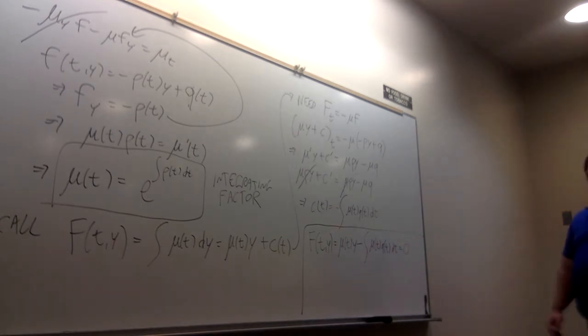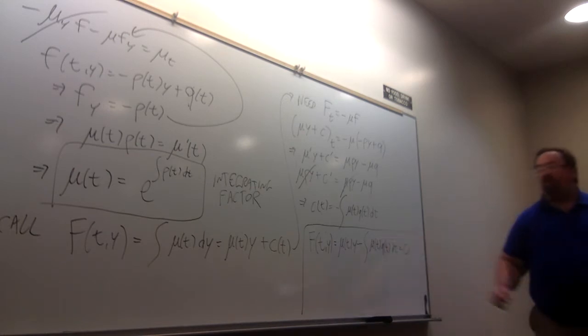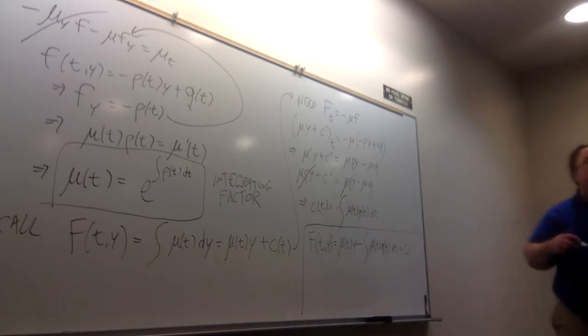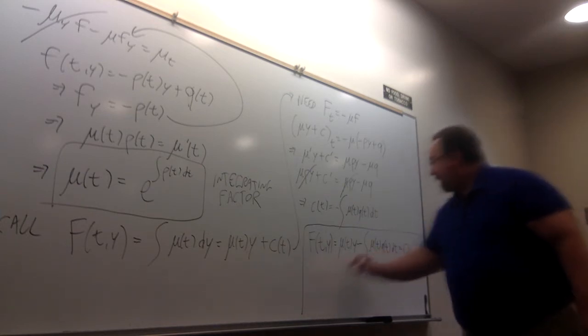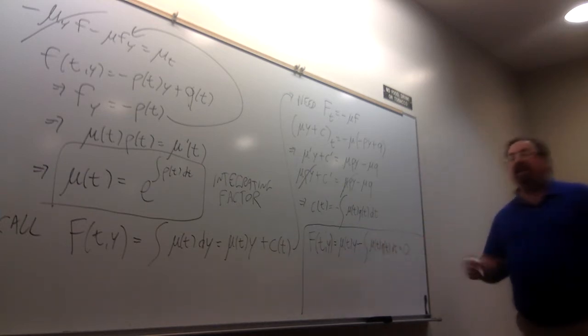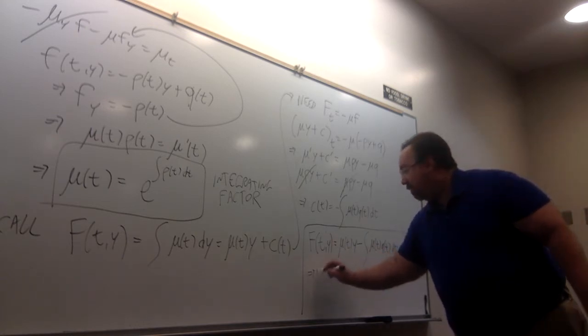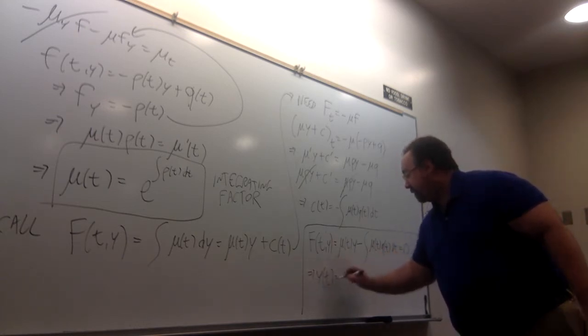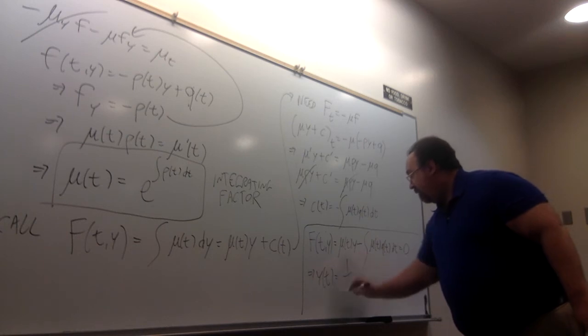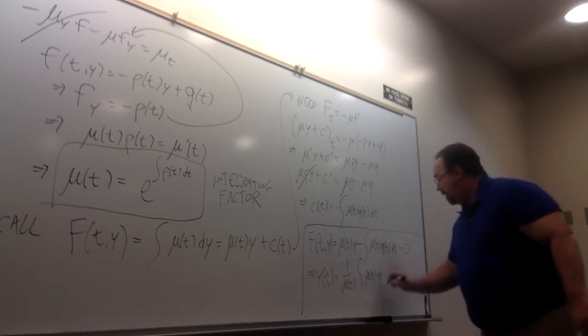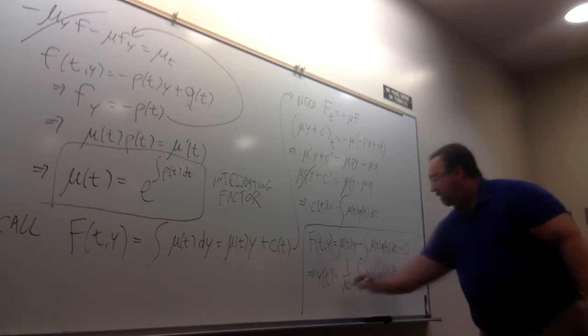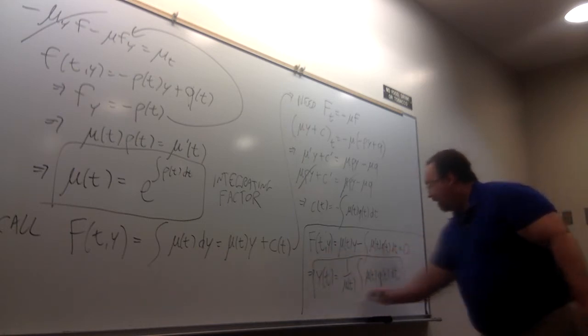But the nice thing about this linear case is we want to solve for y explicitly. And in this case, it's easy to do. I just have to move this over to the other side and divide by mu of t. So y of t, the explicit solution, is 1 over mu times the integral of mu q. Okay, so I'll put them in a box.